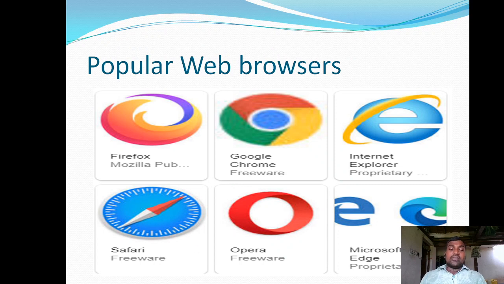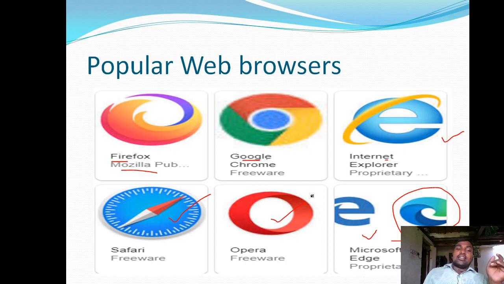So these are the several popular web browsers we can easily identify with their logo. Okay, so this is Firefox Mozilla, and this is the Google Chrome browser, and this is the Internet Explorer icon, and this is the Safari browser, and this is the Opera browser, and this is Microsoft Edge. This is the Microsoft Edge browser, and this is Internet Explorer only. Okay, so these are the popular browsers we are using.